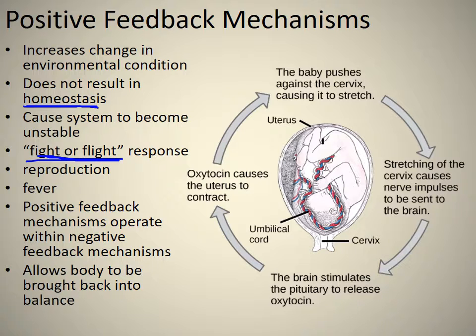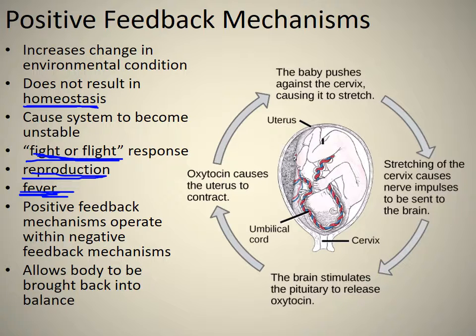Some of the examples we have: reproduction, so maybe giving birth, and fever. Your body will go through a positive feedback mechanism to fight off an infection. A sneeze is a positive feedback mechanism. A yawn is a positive feedback mechanism. Throwing up or vomiting is a positive feedback mechanism. Basically, your body is trying to understand what's happening, and if something needs to be brought out of balance in order to bring things back to balance, then our bodies will do that.